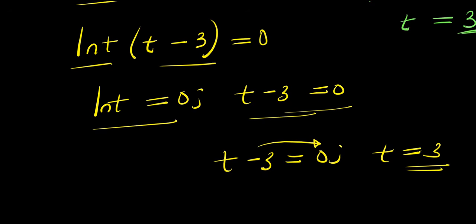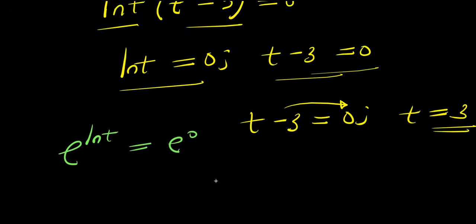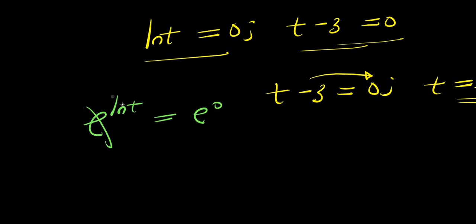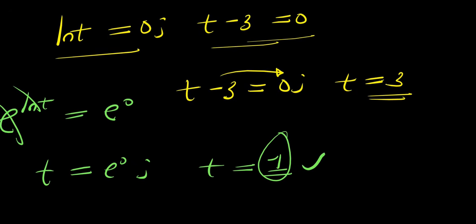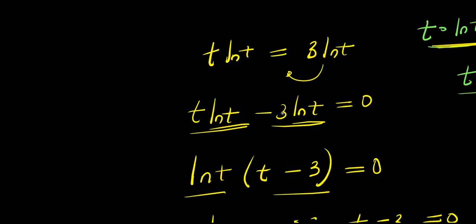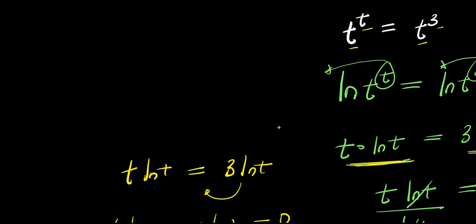And for this, if I take the e, I have e power ln t equals e power 0. e eliminates ln, I have t equals e power 0. And e to the power of 0 is 1, so t equals 1. Now we have gotten two different solutions. It is t equals 1 and t equals 3. Those are the two different solutions.